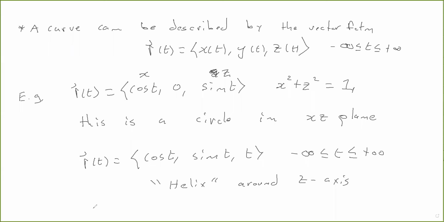And finally, another very common example would just be a line. So if v naught and v are two vectors, r of t equals v naught plus tv is a line.